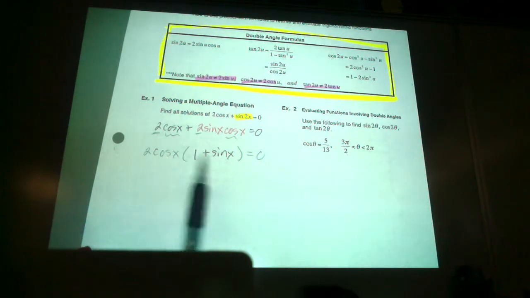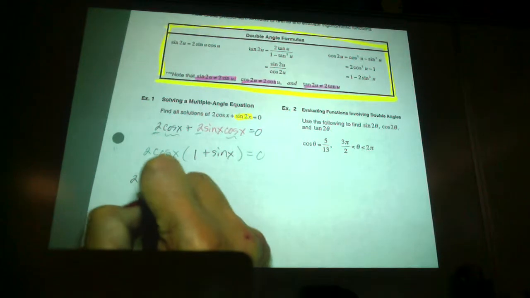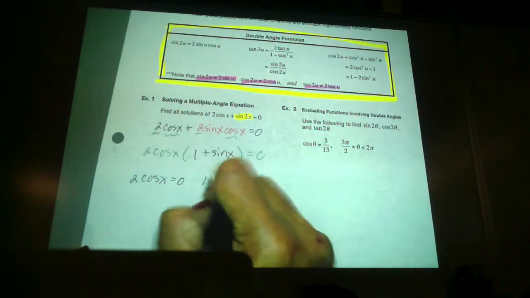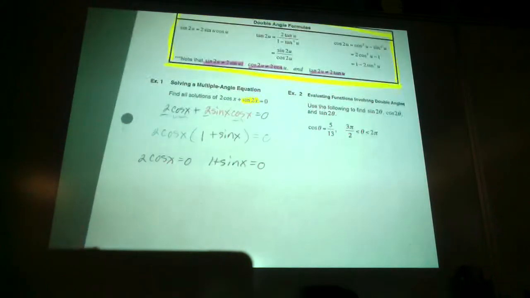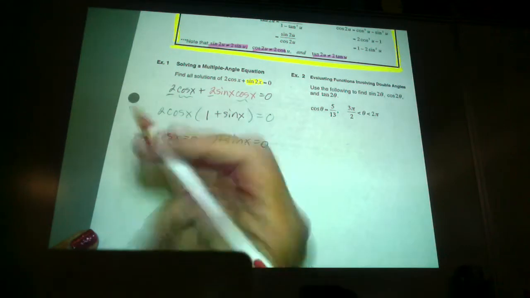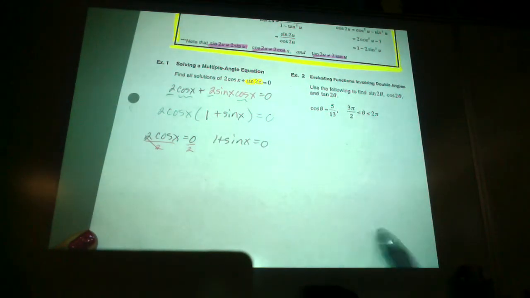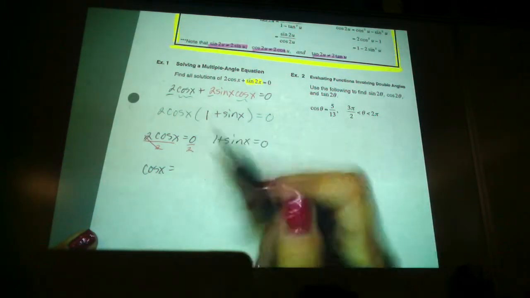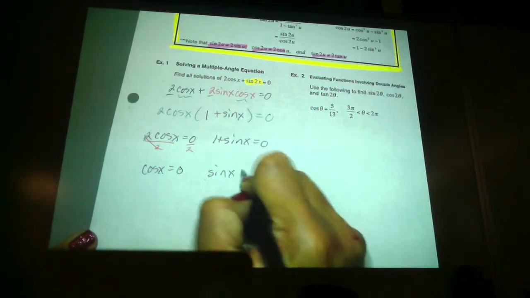Then you're going to set each of these pieces, because these are both factors, equal to 0. So you're going to split it apart. 2 cosine of x is equal to 0. 1 plus sine of x is equal to 0. Now you're going to solve for that trig function. So for the first one, wouldn't we divide both sides by 2? And I get cosine of x is equal to 0, because 0 divided by anything is 0. And then here I'm just going to subtract 1, so sine of x is equal to negative 1.